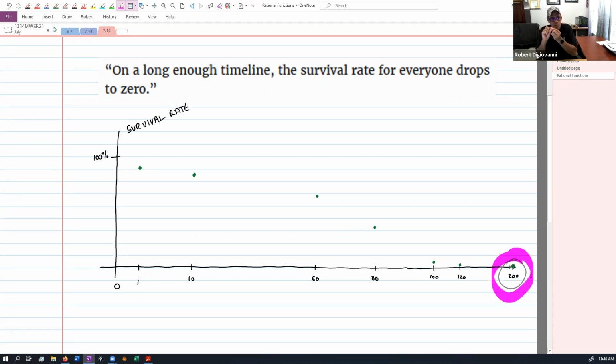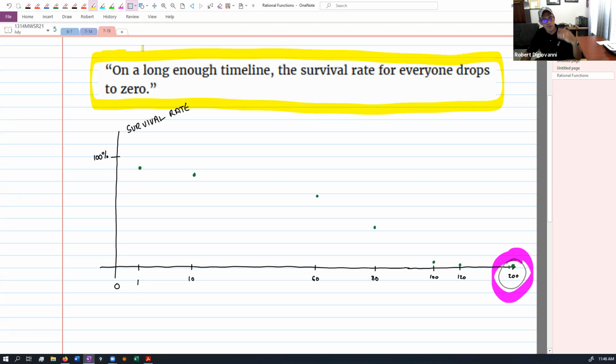I mean, infinitesimally small. So this is what this quote is about. On a long enough timeline, the survival rate for everything drops to 0, meaning no matter what we're talking about, whether it be a human or a butterfly or a bird or a lizard, it doesn't matter what it is, the survival rates for everything drop to 0.